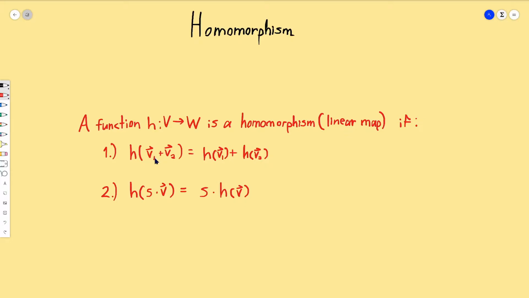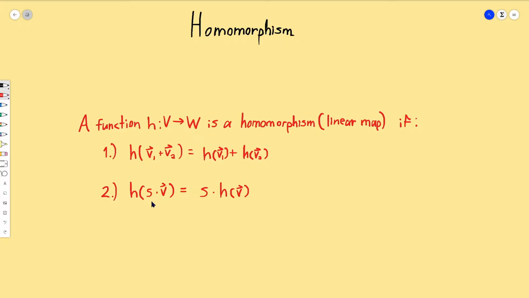The first is the preservation of vector addition, and this says that if I take two vectors in V, v1 and v2, and I add them together, and then I apply the function or the map to that result, that's the same thing as first applying the map to the vectors individually and then adding those two results together. I add two vectors in V and then I apply the map. It's the same thing as adding their two corresponding vectors, h of v1 and h of v2, which are vectors in W, the codomain, the output vector space, together.